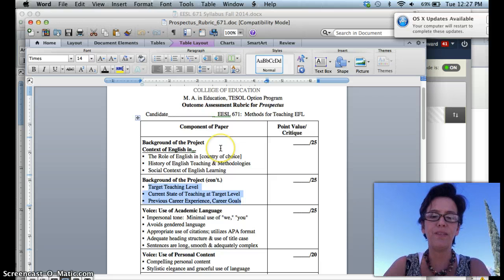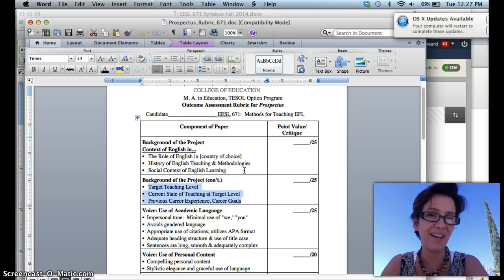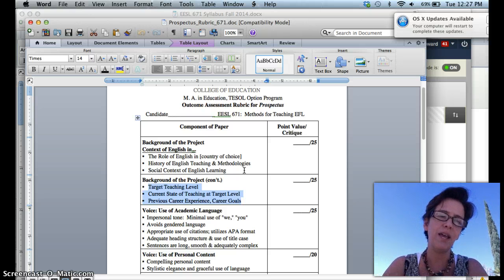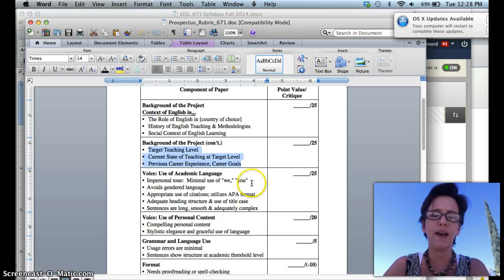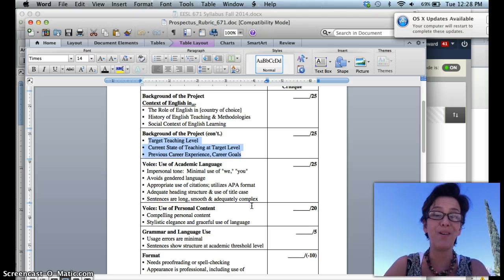So for each section, I'm going to look to make sure that you have the section and that the section included the content that was expected. So here's the rubric. The first part is worth 25 points. The second part is worth 25 points. And then you get points for your use of academic language. This is just in general the style.